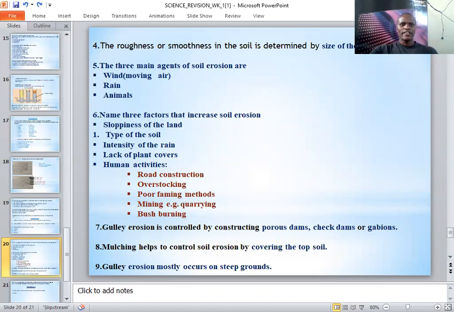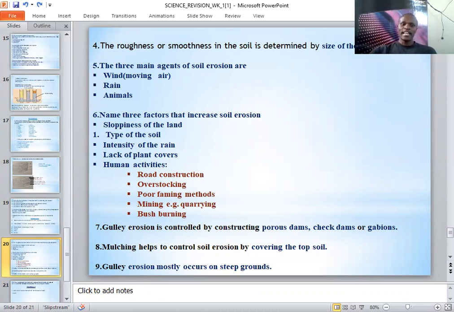Number 5, the three main agents of soil erosion. Remember, soil erosion is the sweeping away of the top fertile soil. And what facilitates this are called the agents of soil erosion. They include wind or moving air, rain, and animals. So those are the 3 agents of soil erosion.